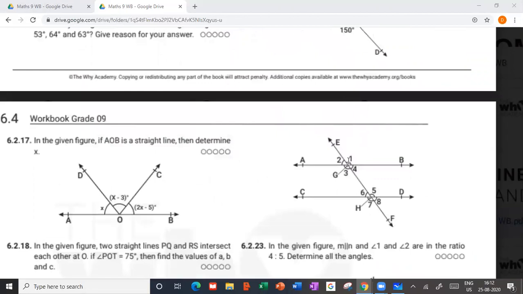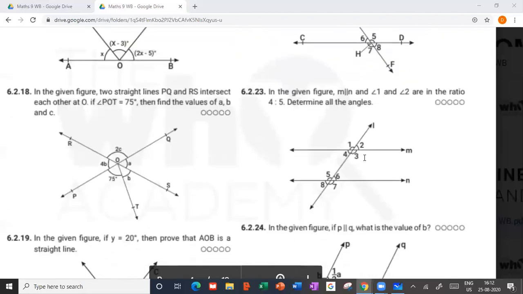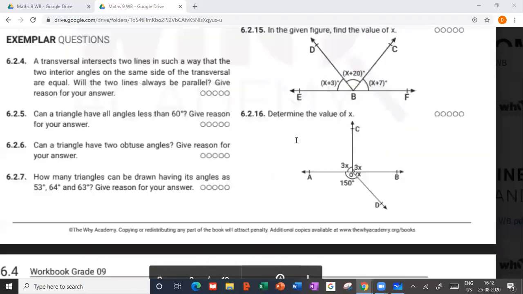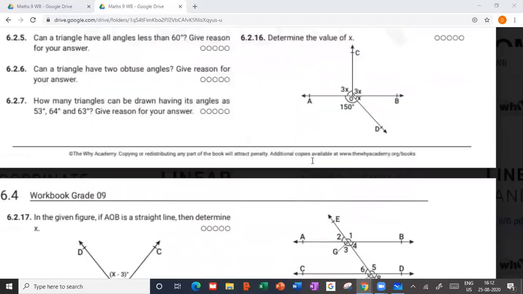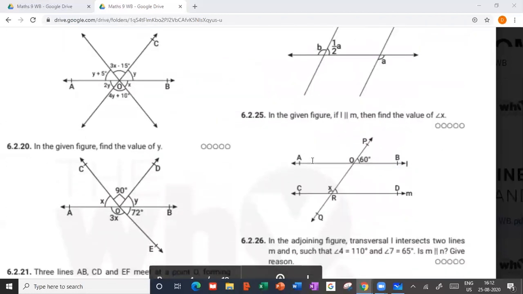Ma'am, it's very easy. 2 plus 1 will be 180. And when we find 2 and 1, 2 will be equal to 6 and 1 will be equal to 5 because they are corresponding. Awesome. Good. So I think you all can actually solve level 2. Only that third one was a problem. Let me see if I can find more questions like that.